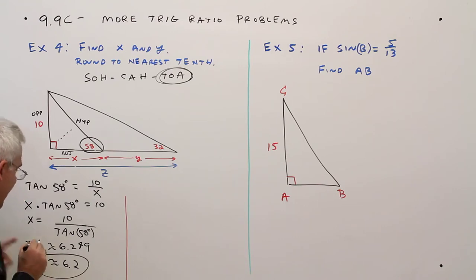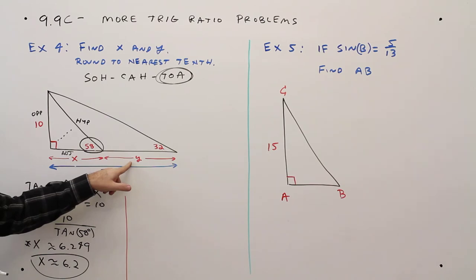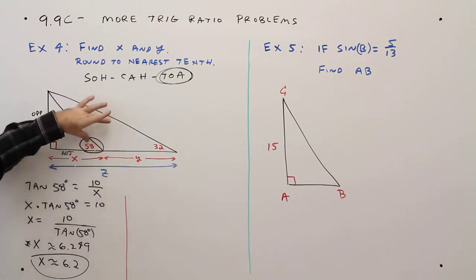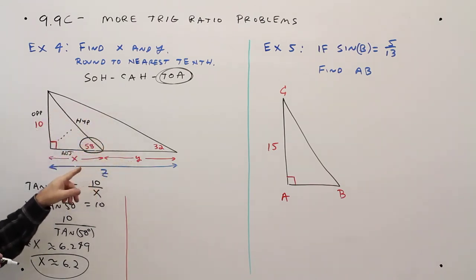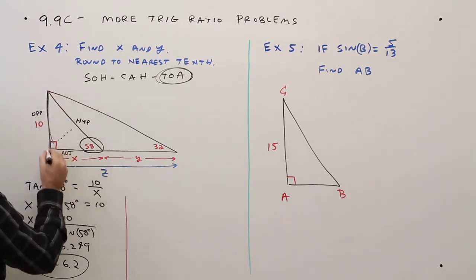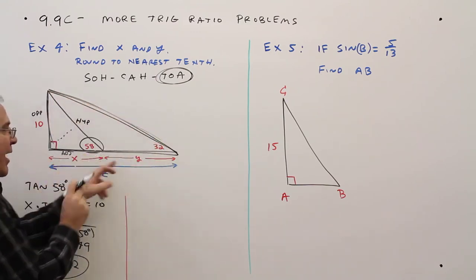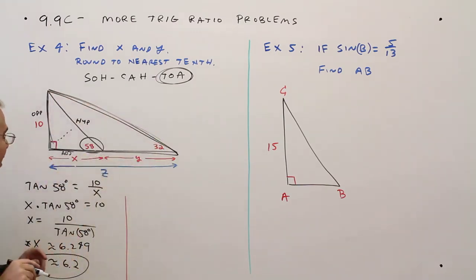I'll use this in intermediate results. All right, now I want to find y, but y is not part of a right triangle. So what I'm going to do is actually find z. I'm going to look at this big right triangle. And once I get z, I'll subtract away x to get y. So that's going to be my strategy.